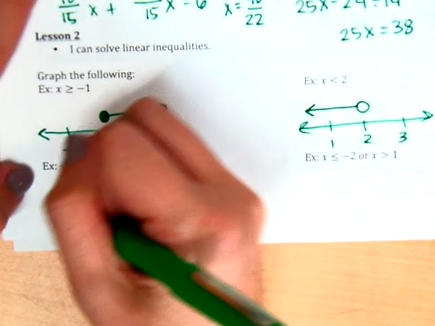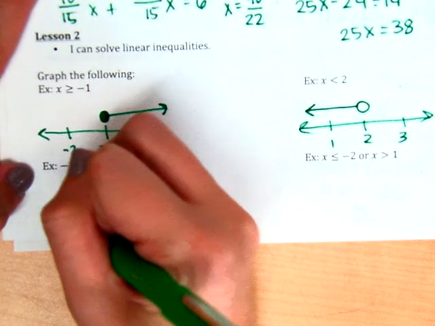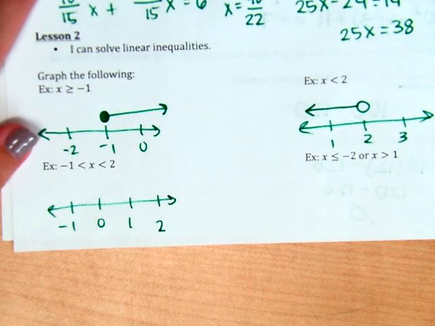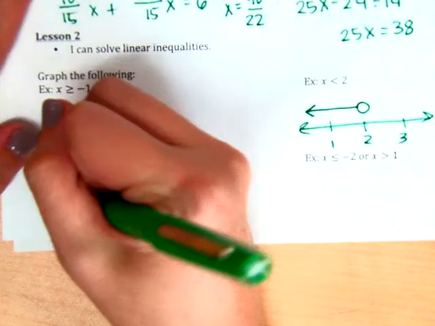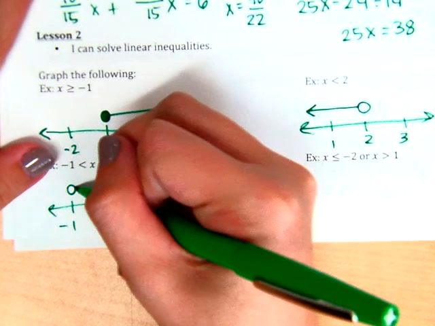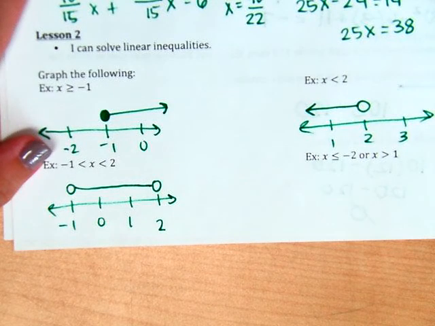Here we got one that's sandwiched in between, so we want to put both numbers on there. So -1, 0, 1, and 2. And they're both open circles. And since it's sandwiched in between these two, that means you're just connecting the two.